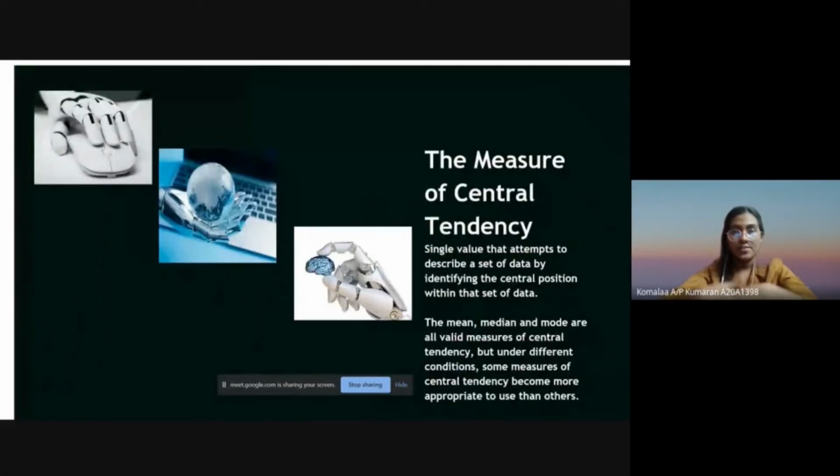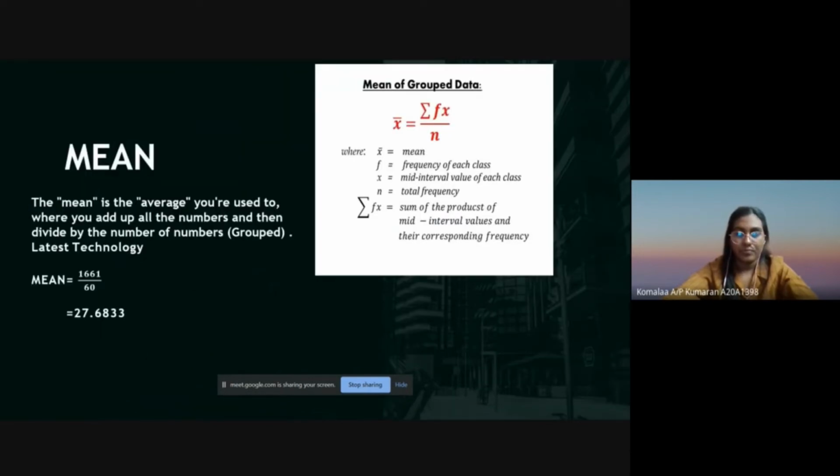The measure of central tendency is a single value that attempts to describe a set of data by identifying the central position within that set of data. The mean, median, and mode are all valid measures of central tendency. First of all, the mean. The mean is the average you are used to, where you add up all the numbers and then divide by the number of numbers in the group.